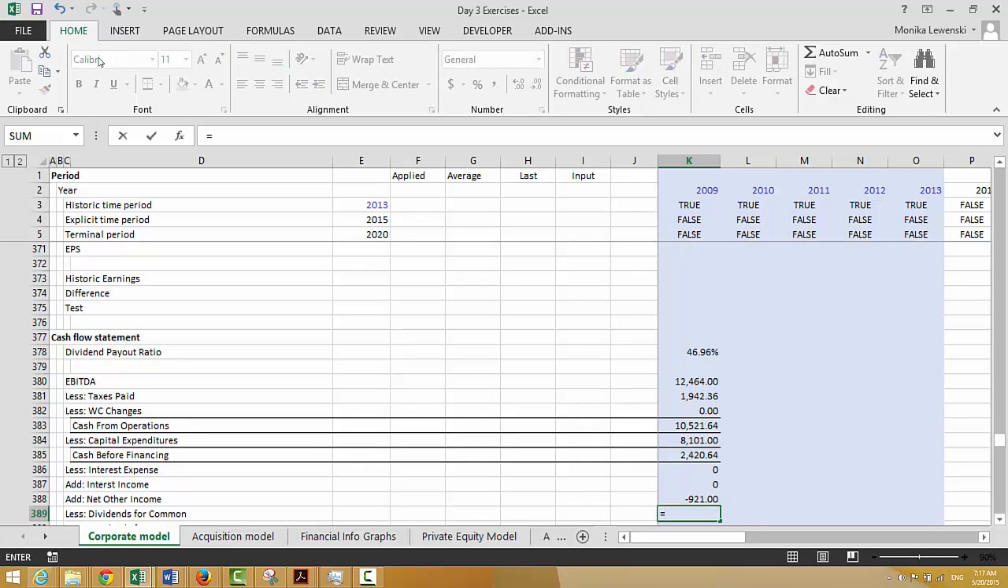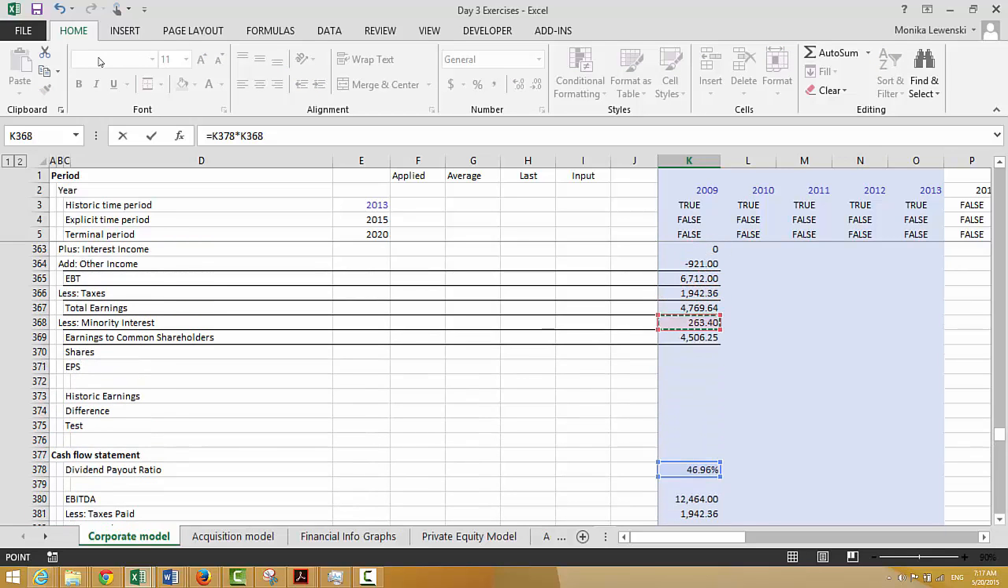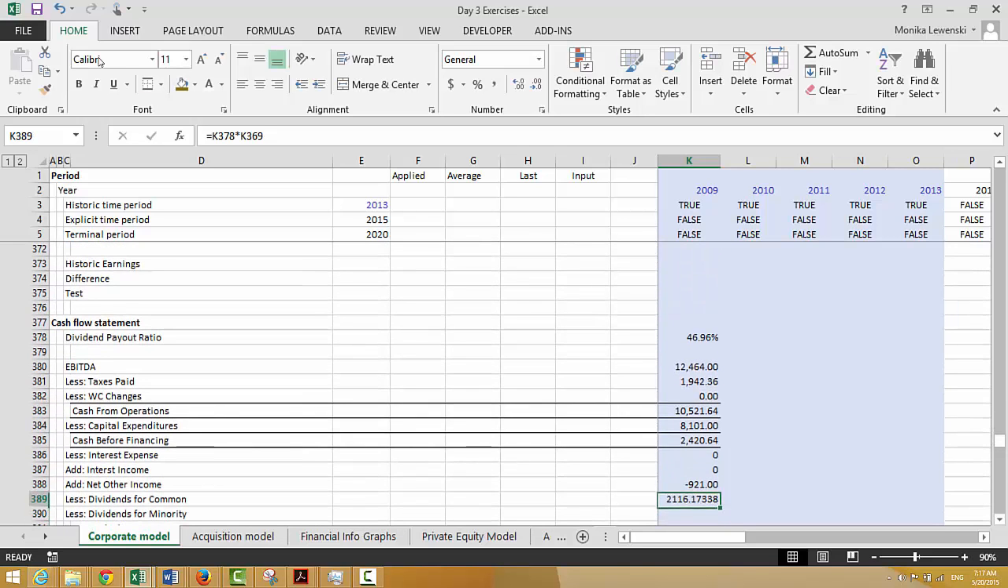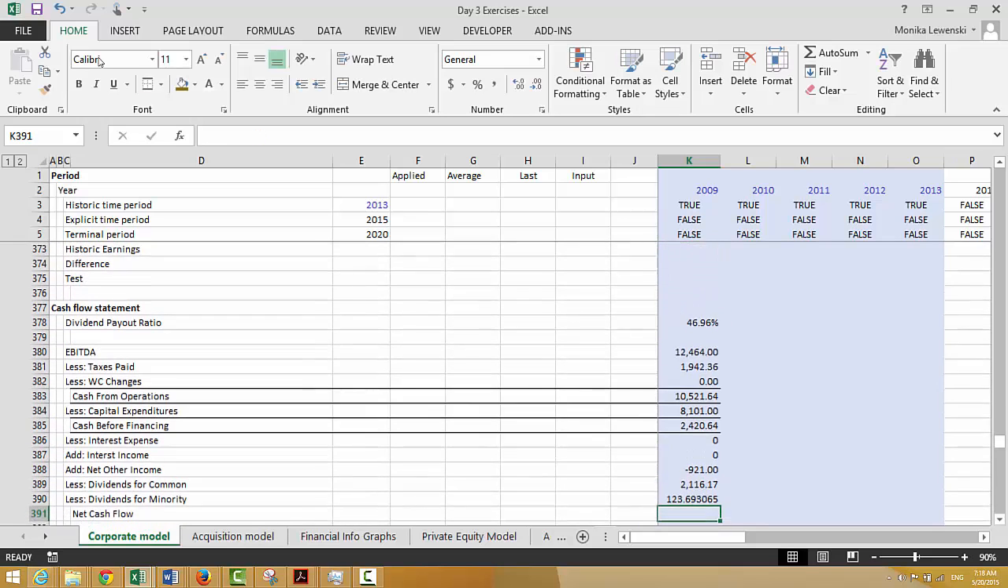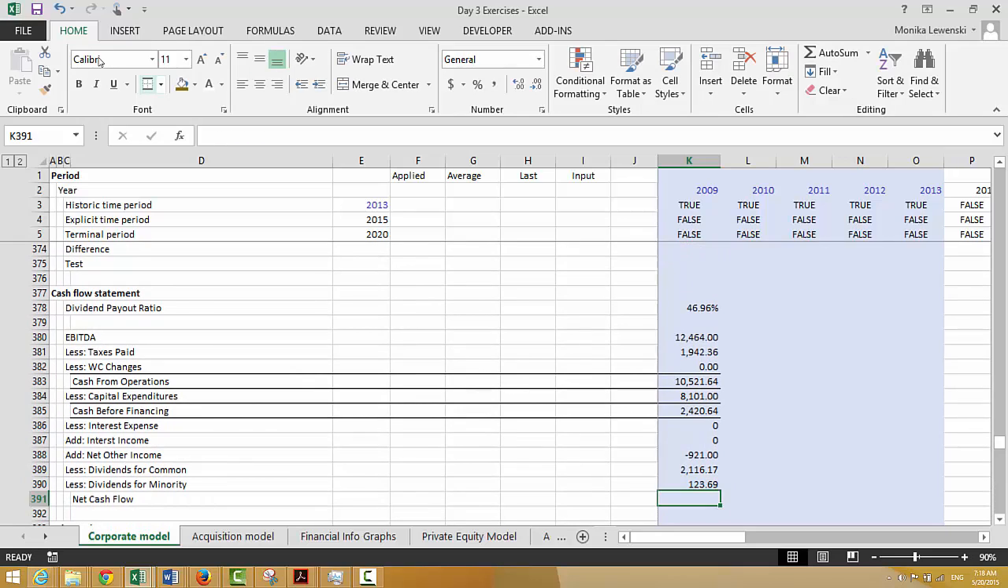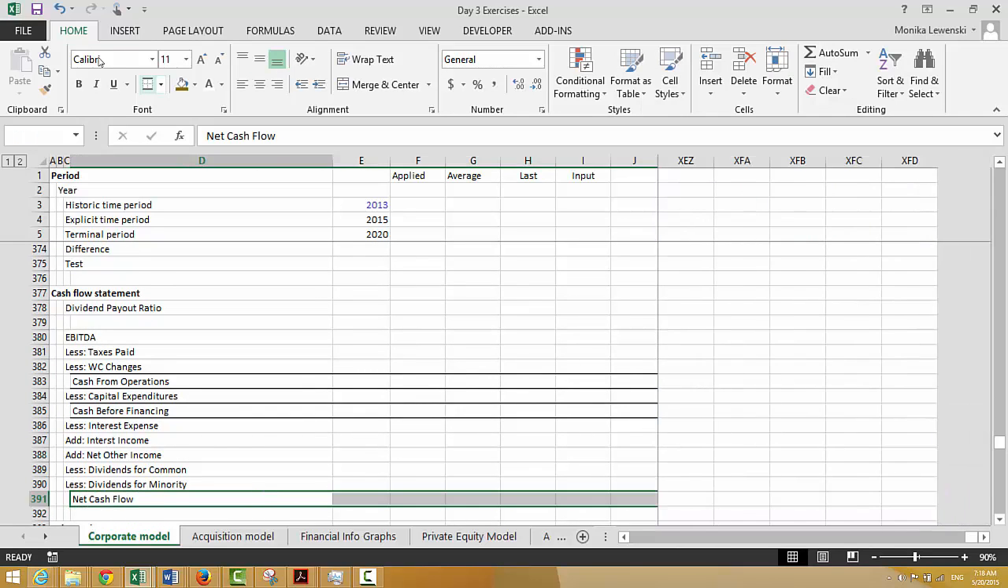And the dividends, well, we have the dividend payout ratio, and we can put that and multiply that by the earnings to common shareholders. Okay. And now the interest to minority shareholders, we could do the same thing. Multiply this by the minority interest. Okay. I'm pressing Shift Control 1 just to get that off. And then we finally, whoops, you see, I should have done it the other way.